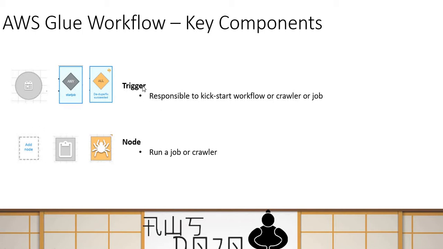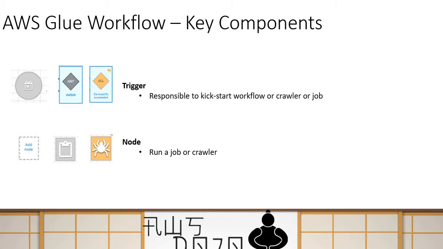But basically, a trigger is something which starts something, which kickstarts something. So a trigger can kickstart the workflow itself. It can start the crawler, or it can also start a job. So a trigger is responsible for either starting the workflow itself, or a crawler, or a job. Simple. And the second one is the node. And a node is responsible for either running a job or a crawler.